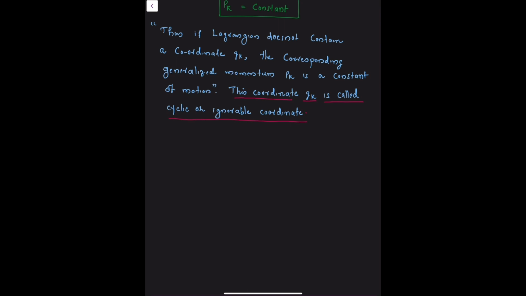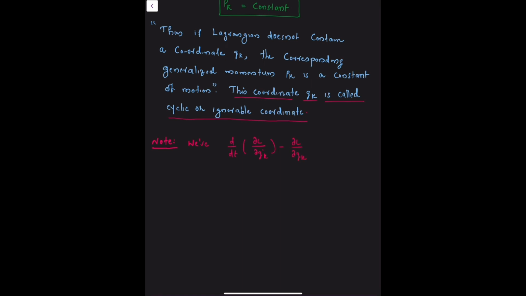Now, so far we have discussed the generalized momentum and the cyclic coordinate. Now there is one more point. Let us write the Lagrange's equation one more time: d by dt of dou L by dou qk dot minus dou L by dou qk is equal to 0. Already we have proved that the generalized momentum pk is dou L by dou qk dot. Substituting it in the Lagrange's equation, we get d by dt of pk minus dou L by dou qk equal to 0.